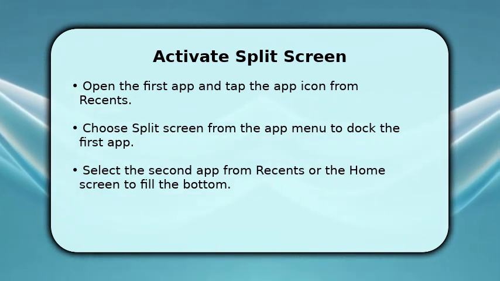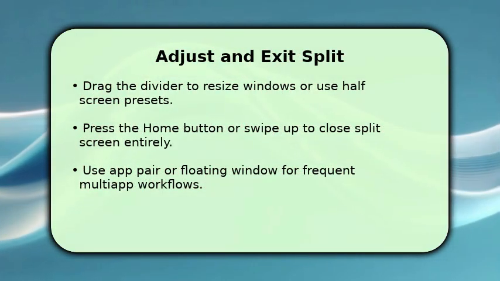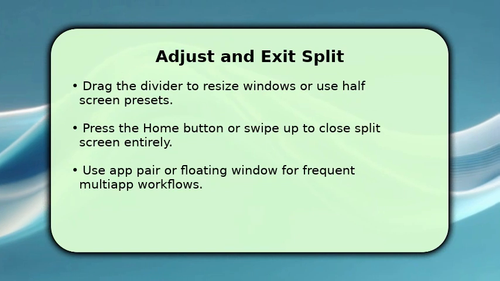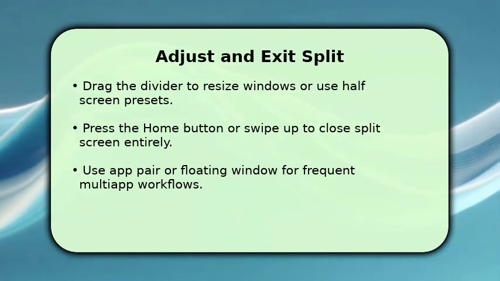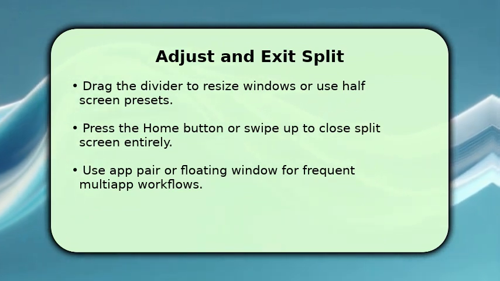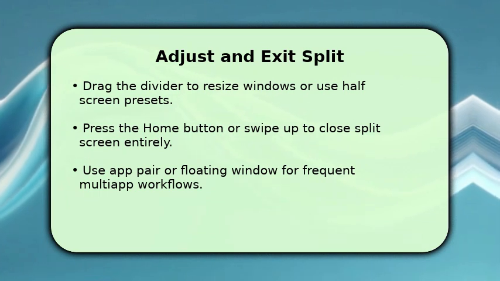Drag the divider to resize windows or use half-screen presets. Use a central handle to move the divider and balance view. Tap the three-dot menu in the top app to access pair or swap options.